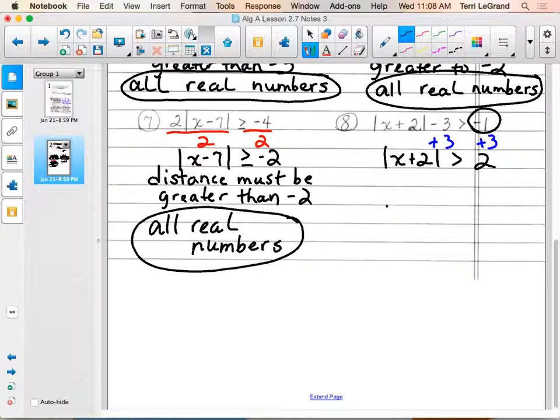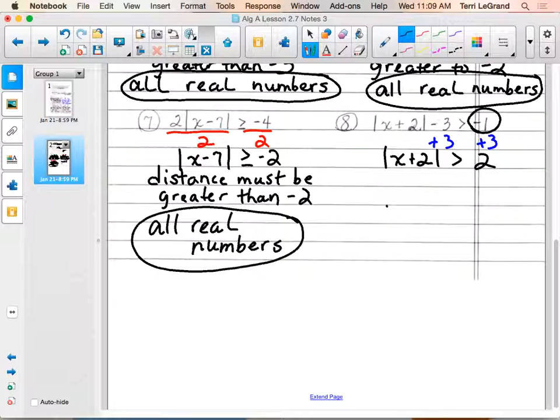3 and 4 and so on. Are there any other numbers on the number line that are more than 2 units away, other than these over here? How about negatives? Past -2, so like -3, -4, and all those. Starts here at -2, doesn't include -2, goes that way. Starts here at 2, doesn't include it, but it goes that way.